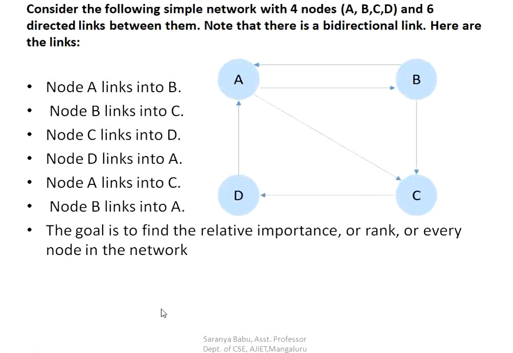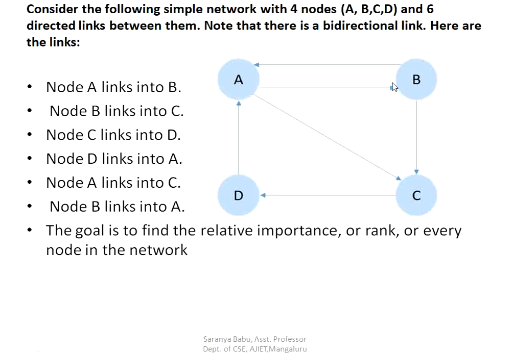Now we will see one example. Consider the following simple network. It has 4 nodes, A, B, C and D, and 6 directed links between them.